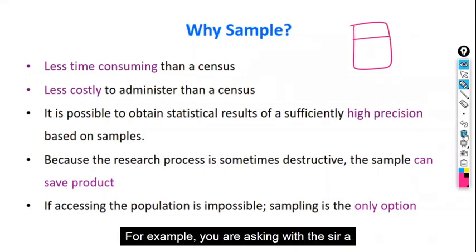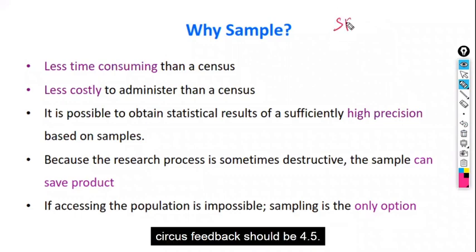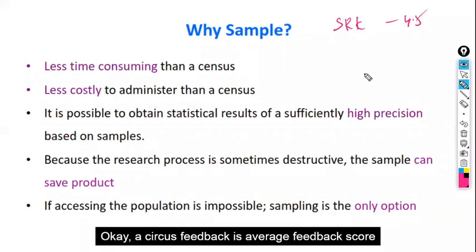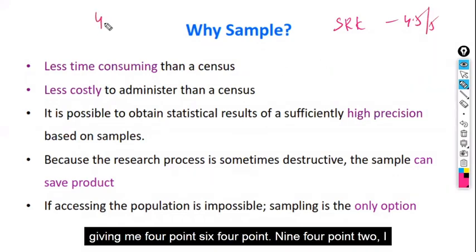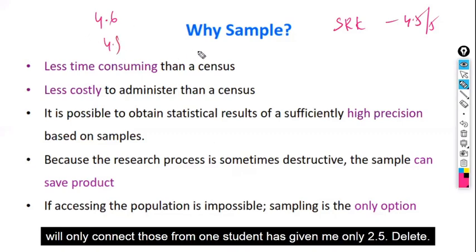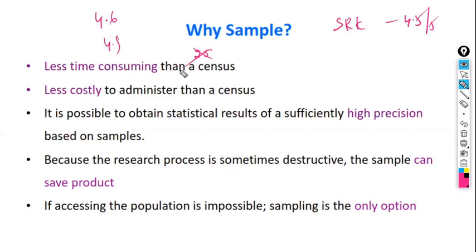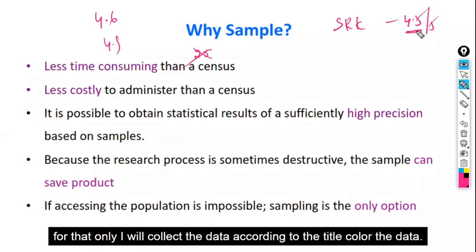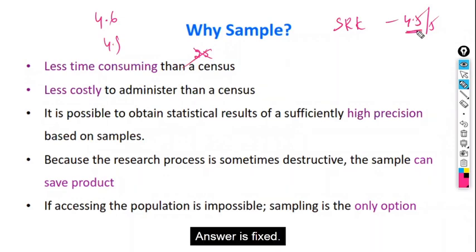For example, you are asked that SRK's feedback should be 4.5. Okay, SRK's average feedback score is 4.5 out of 5. Now, whichever students give me 4.6, 4.9, 4.2, I will collect only those. One student has given me only 2.5, delete. Shift delete. Automatically, I will get the answer 4.5. Fine, I fixed my answer. For that only, I will collect the data. The answer is fixed, and according to that I will collect the data.